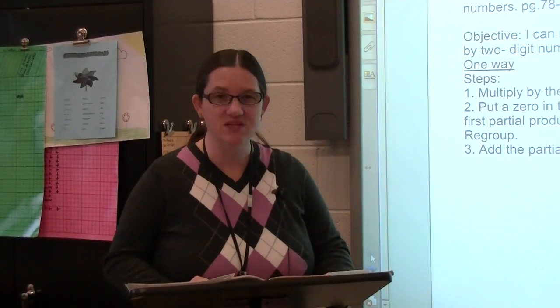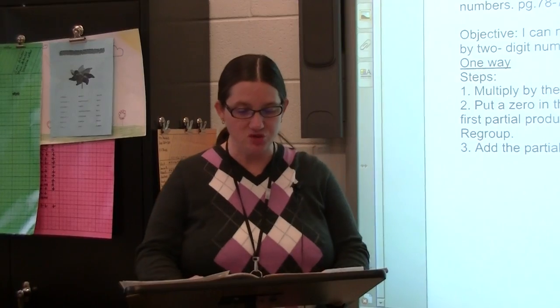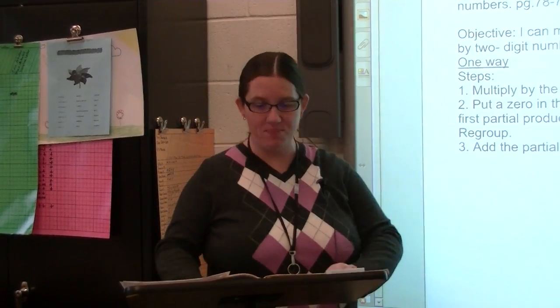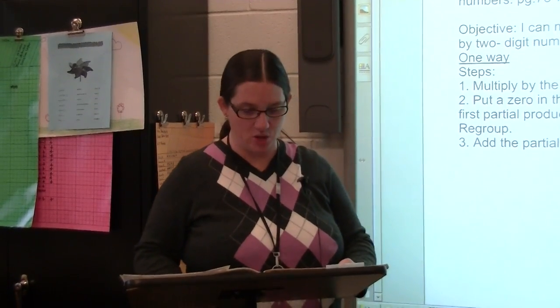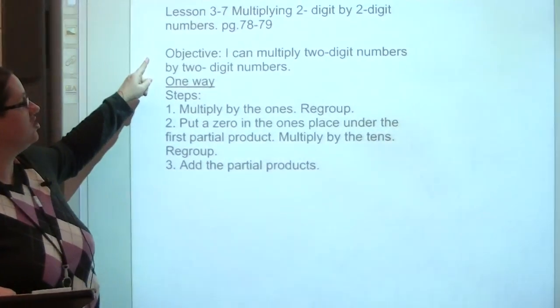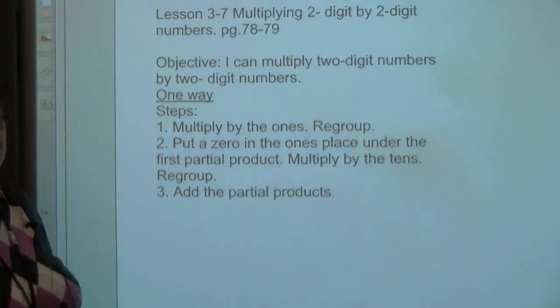Okay, fifth grade, today we start lesson 3-7, multiplying two-digit by two-digit numbers. So today I want you to get your book open at pages 78 and 79 and your spiral ready to take notes. Today we're going to start with getting our objective down. Your objective today is: I can multiply two-digit numbers by two-digit numbers.